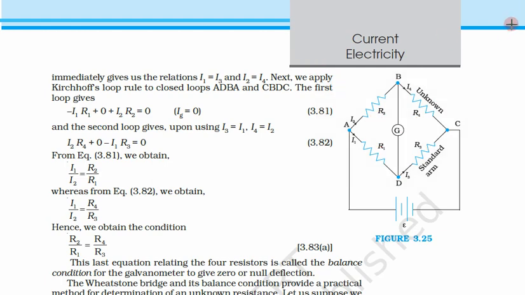Now if you see the diagram, current in R1 is I1, current in R2 is I2, current in resistance R3 is I3, and current in the last resistance R4 is I4. So this is our bridge.